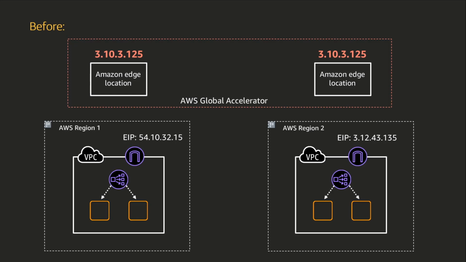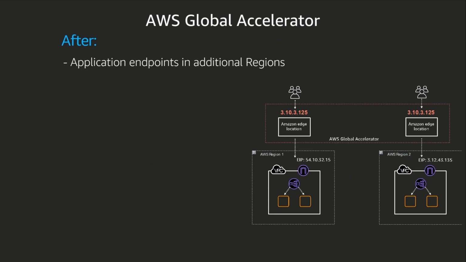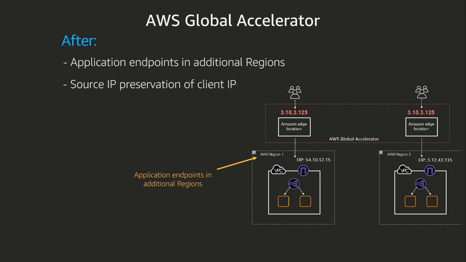We've got a 310.3.125, and we've got our users that come in and access that Anycast IP. Global Accelerator is actually going to direct you down to the elastic IPs of your service. In this case, it could be a network load balancer that's fronting some applications inside that region. And so these users, when they use that single IP to access the service, will actually get routed to the closest region. So now with Global Accelerator, we've got a whole bunch of additional application endpoints in additional regions. So you can use Global Accelerator to connect to additional regions.